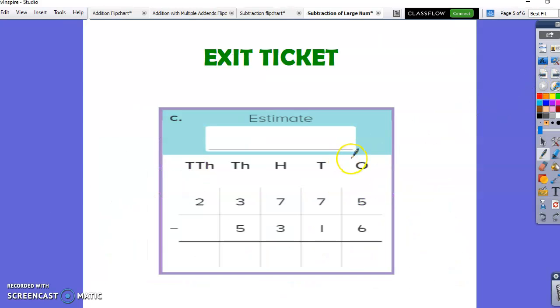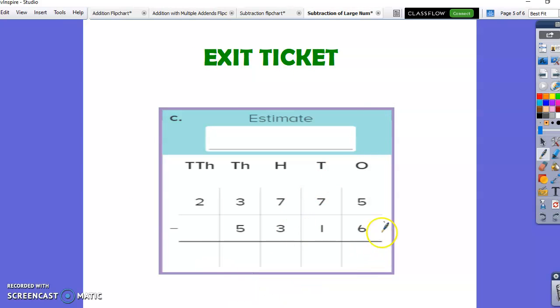Now your exit ticket is on Friday number 2. You're going to use your journals to write down the following equation. You're going to estimate and round the two numbers and then find the estimated difference. And also you're going to subtract 23,775 minus 5,316 to find the difference. And that will be explained on the exit ticket.